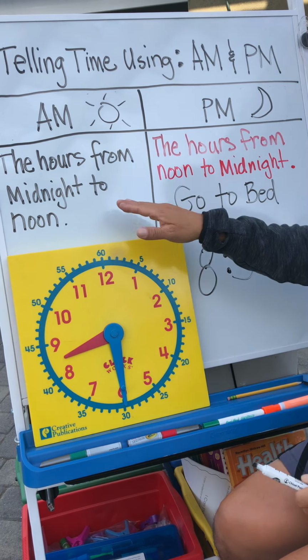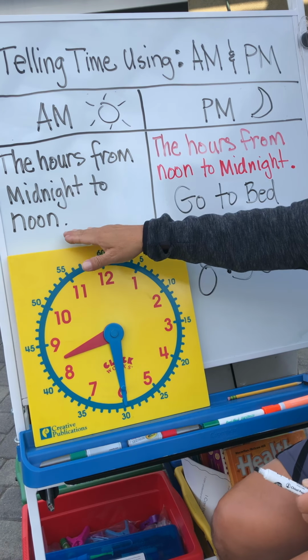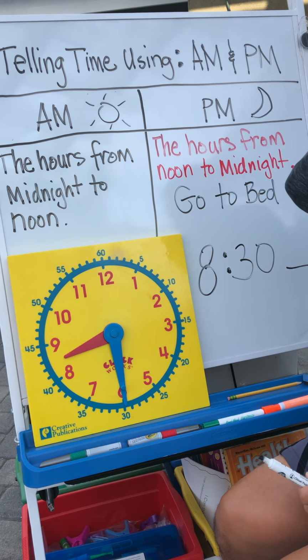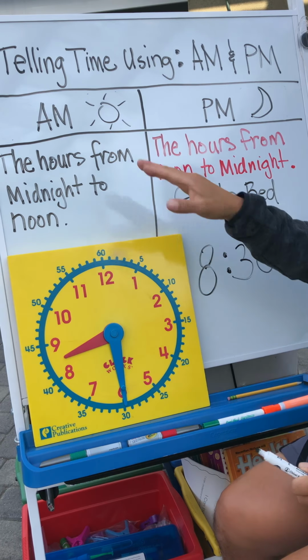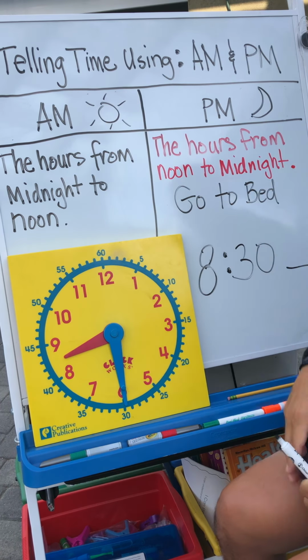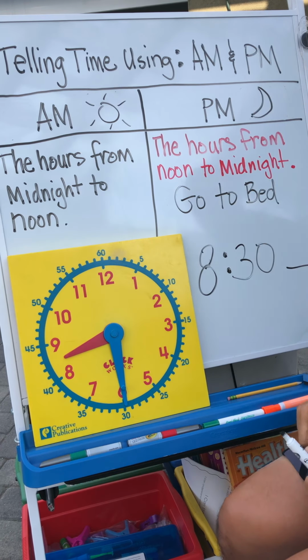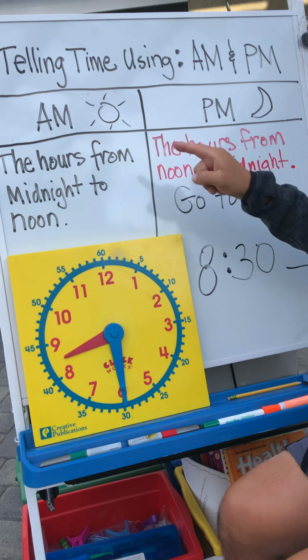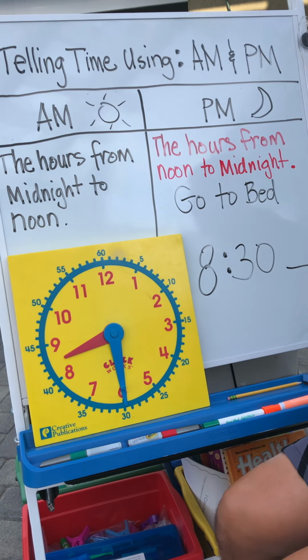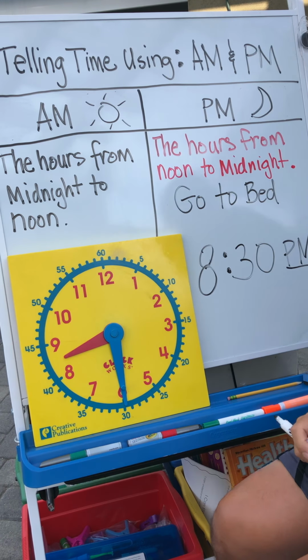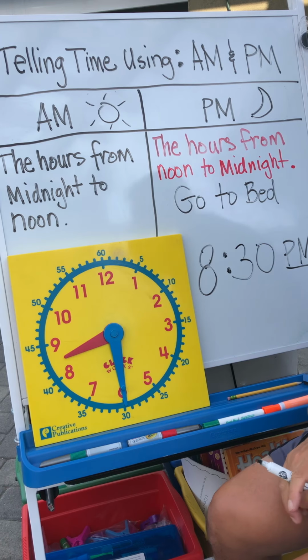Now remember, AM is the hours from midnight to noon, and that's usually when it's sunny outside. Okay, we do a lot of stuff in the AM when there's sunshine. Okay, the PM is when it's dark outside, and those are the hours from noon to midnight. So, what should go here? AM or PM? Bedtime. Is it sunny or is it dark? That's right, it should be PM.